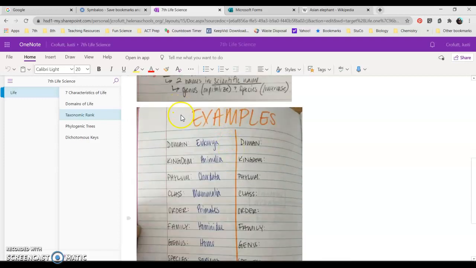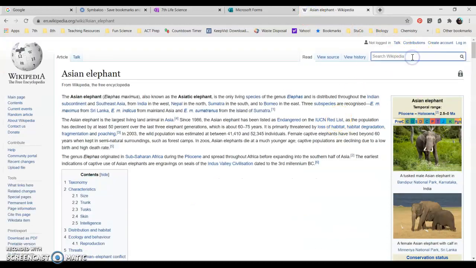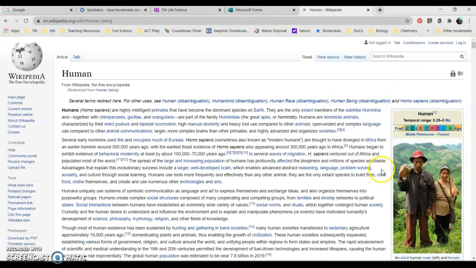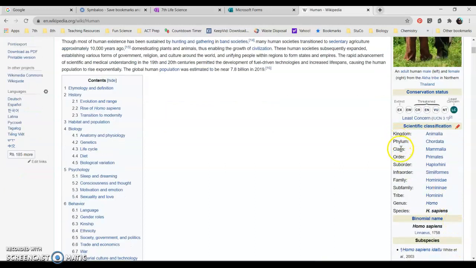Okay, so if we looked on Wikipedia and we looked up a human being, you guys would see this neat little organizer that should look familiar to you now. You can see kingdom, phylum, class, order, family, genus, species.